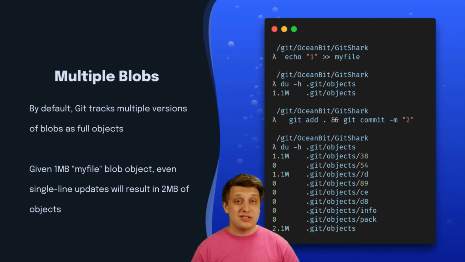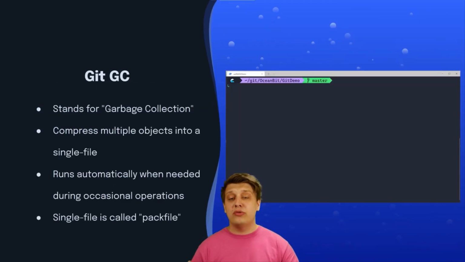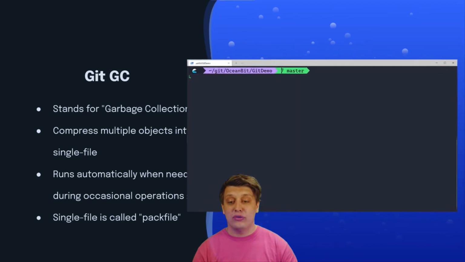This is important to keep in mind because it means that big repositories with multiple years of history, for example, would bloat in size unimaginably, right? So how does Git solve this? Git solves this by using a command called git gc, which stands for Git Garbage Collection. What this command does is it compresses multiple objects into a single file.